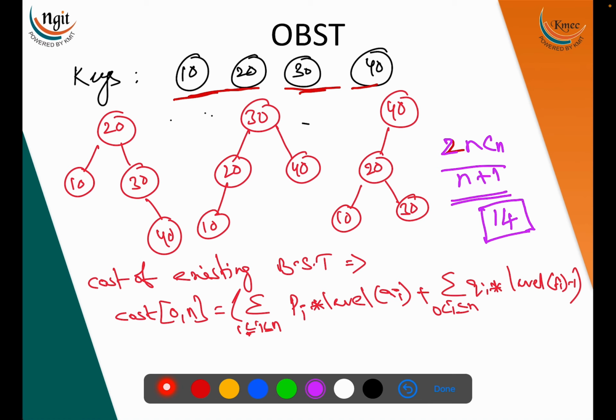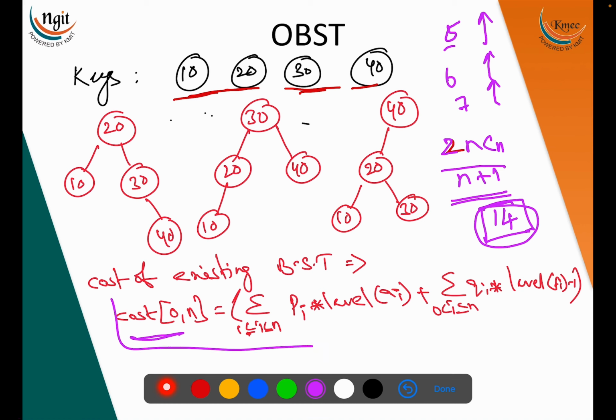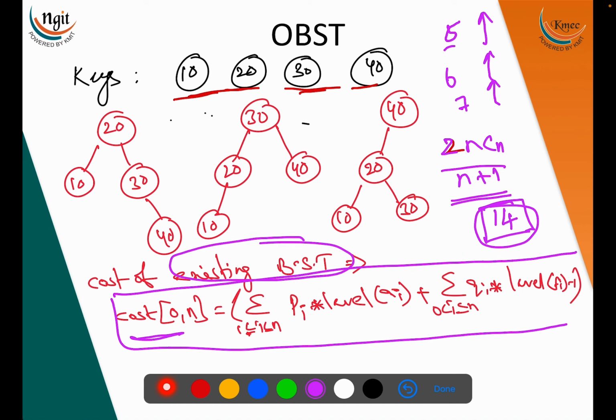If the keys are 5, the number of binary trees grows. If it is 6, you again have more, and if it is 7, again more. So for all these trees, you cannot find out the cost one by one. And the cost formula I have taken is for an existing binary search tree. When you are given keys and a tree, this is the formula to calculate the cost of the binary search tree.